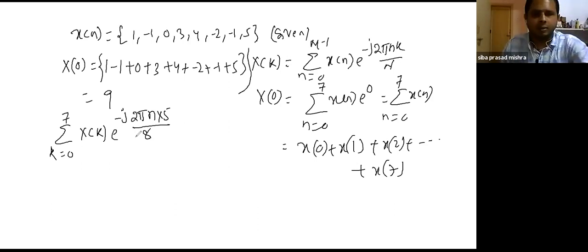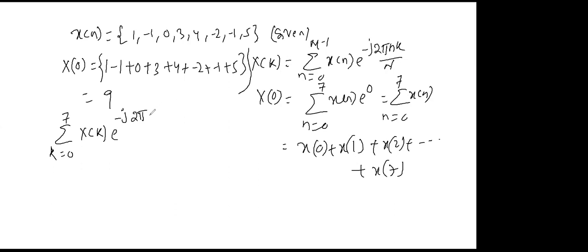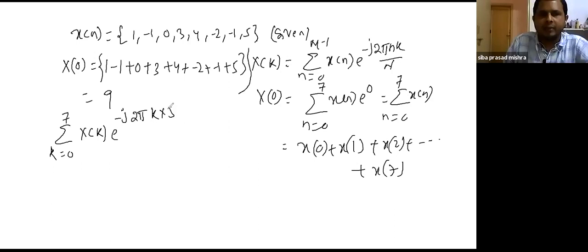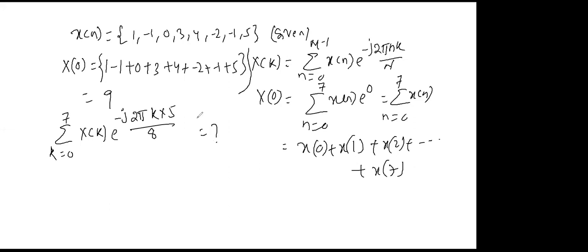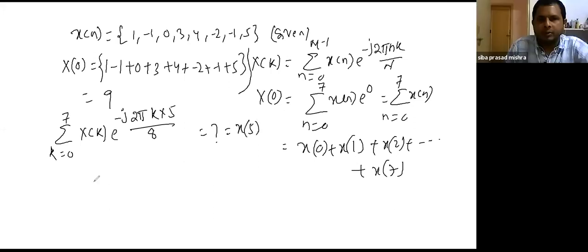Now, just one minute, a little change is there. It was e to the power j minus 2 pi k multiplied by 5 by n. N means 8. Now what is this value? X of 5. We'll check it.